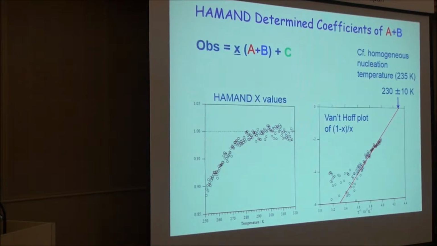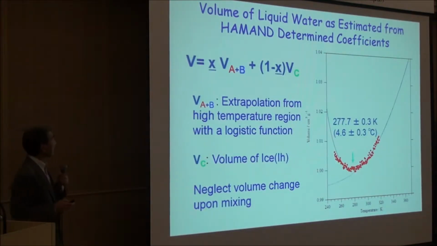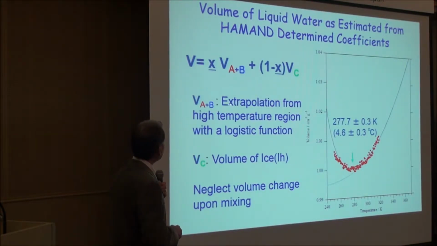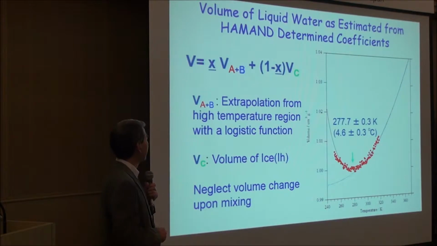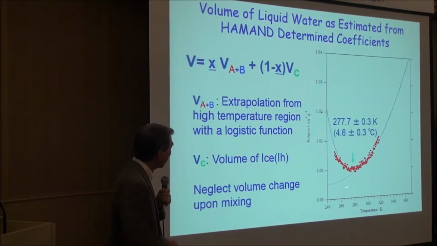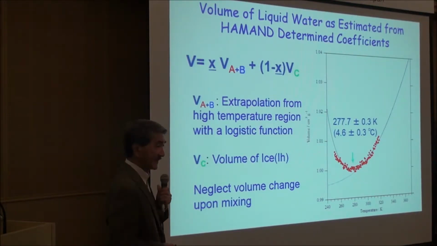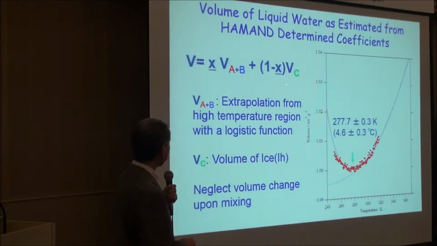And we also discussed the volume of liquid water as estimated from the HAMAND determined coefficient. We know this coefficient, then we extrapolate the volume of A plus B from the norm. This is the norm curve here, and then we extrapolate this curve like this. And then we assume the volume of ice, Ih, for the third component. Then we have the volume from A plus B and C like this, a simple equation. And then we calculate the volume like this. Okay, we got this nice curve.